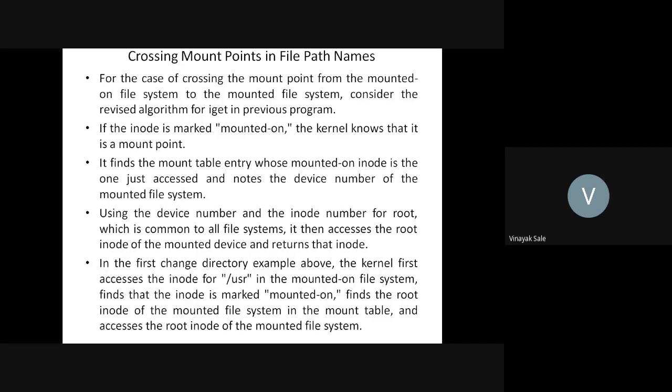In the first change directory example in the previous slides, the kernel first accesses the inode for the user in the mounted on file system, finds the inode marked as mounted on, finds the root inode of the mounted file system in the mount table and accesses the root inode of the mounted file system.